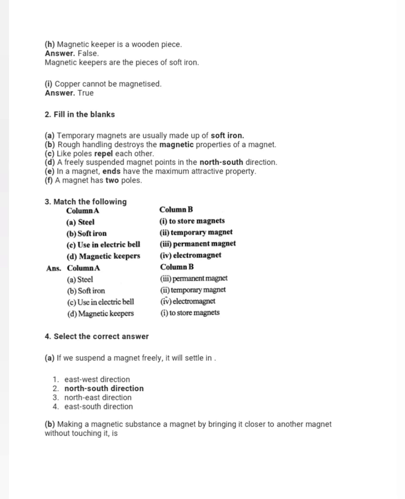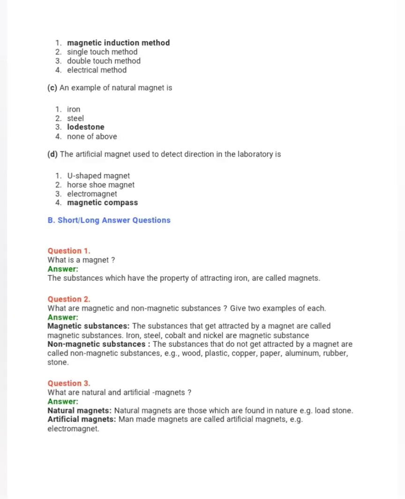Now 4. Select the correct answer. A. If we suspend a magnet freely, it will settle in. Answer is north-south direction. B. Making a magnetic substance a magnet by bringing it closer to another magnet without touching it is. Answer is 1. Magnetic induction method. C. An example of natural magnet is. Answer is 3.